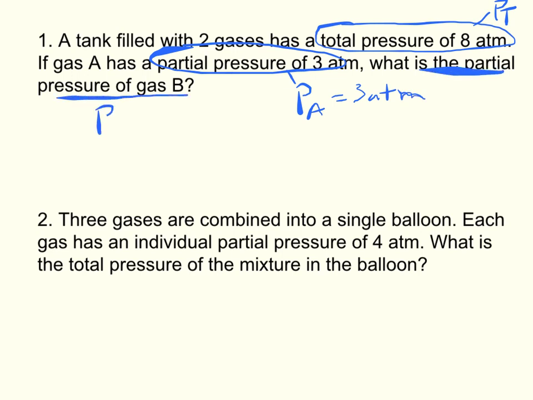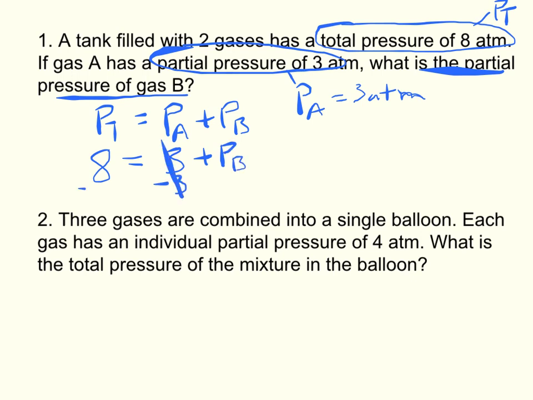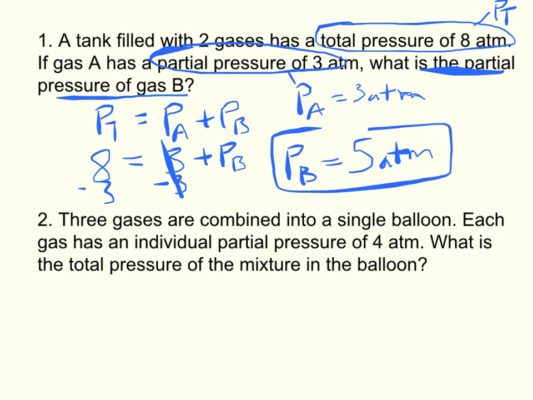Well, Dalton's law tells me that the total pressure of a mixture of gases equals the sum of the partial pressures. So in this case, partial pressure of gas A plus partial pressure of gas B. So all I've got to do is plug in my numbers. The total pressure is 8. Partial pressure of A is 3. We don't know the partial pressure of B. Solve by subtracting 3 on both sides. So we know the partial pressure of gas B equals 5 atm. Done.